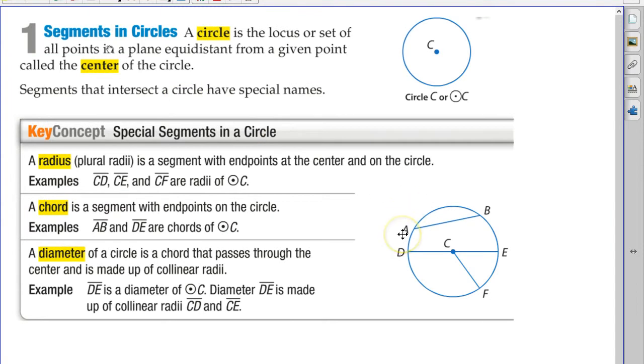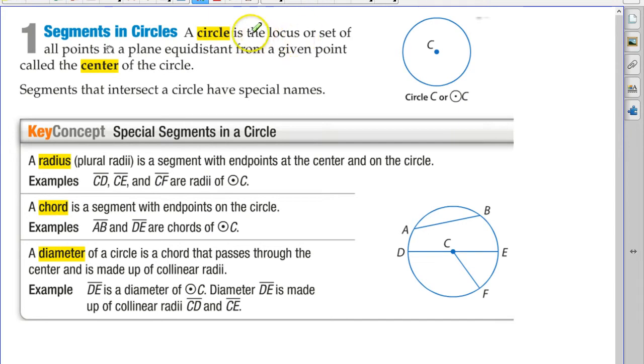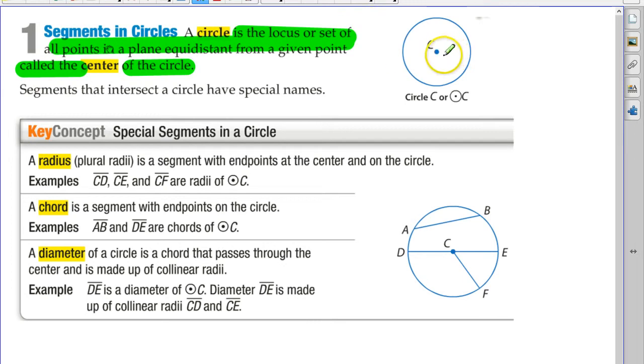So first of all, definitions. The definition of a circle. A circle is the locus, or set of all points, which locus is a fancy way of saying location at least, in a plane equidistant from a given point called the center of the circle. So the way it works is you take a point in space and then make a bunch of points the same distance away from that, and when you do that, that creates a circle.